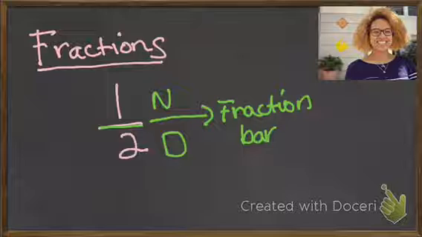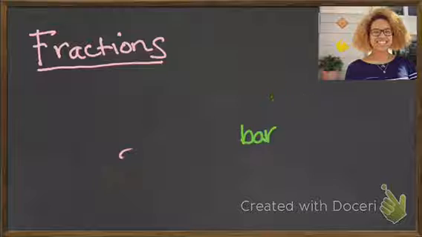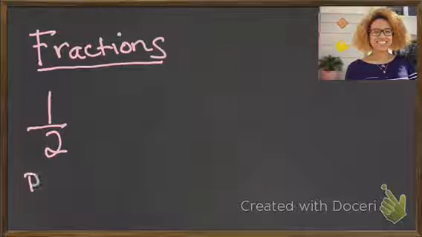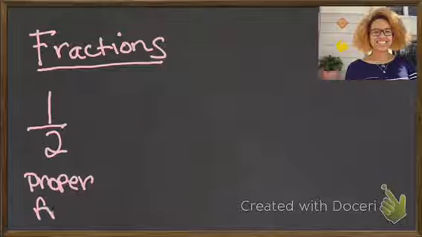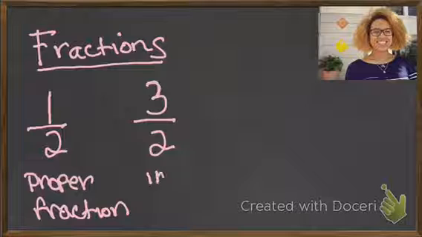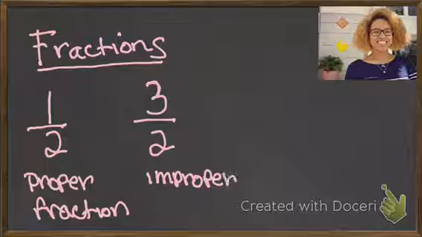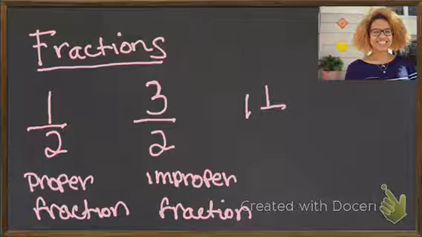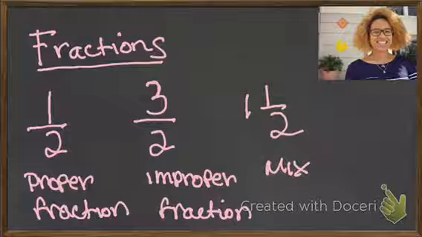Now we have several types of fractions. Let's talk about them. First example, the one I already showed you, 1/2, is a proper fraction. But we can also have 3/2. This is an improper fraction. And we also have 1 1/2, and we call this a mixed number.